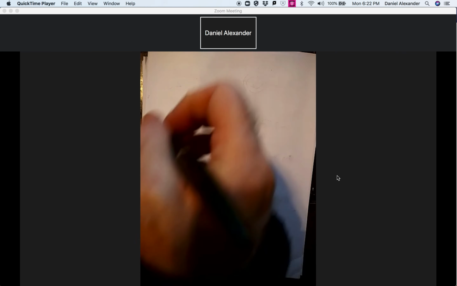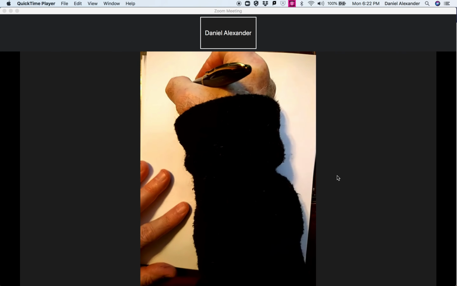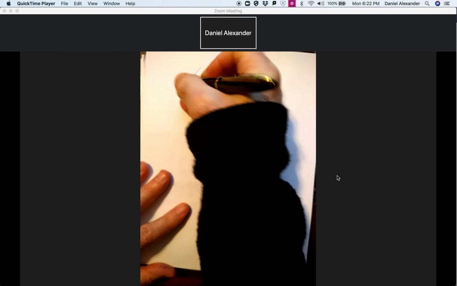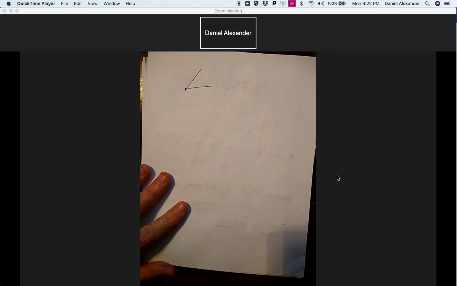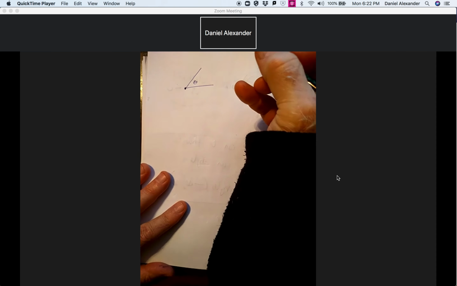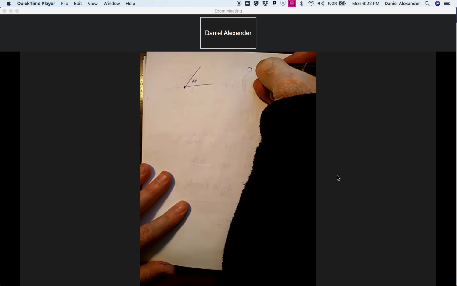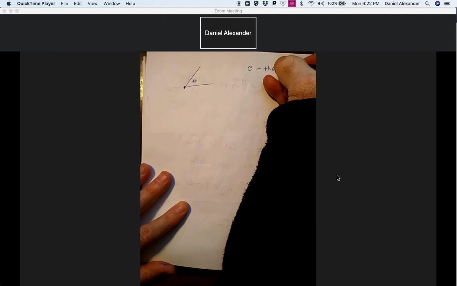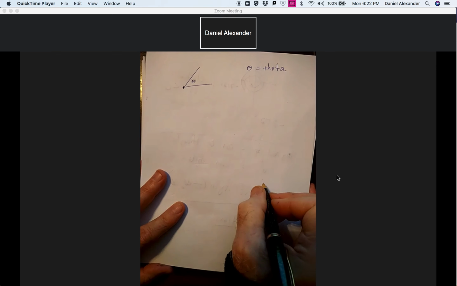Okay. So again, here's an angle. You just take a point and then take two lines coming out of that. This angle is theta. Again, this is a Greek letter, often used for angles. You'll see it a lot. It's the Greek letter theta.